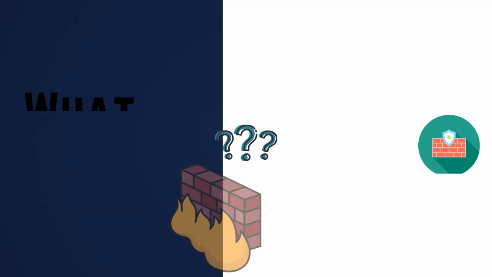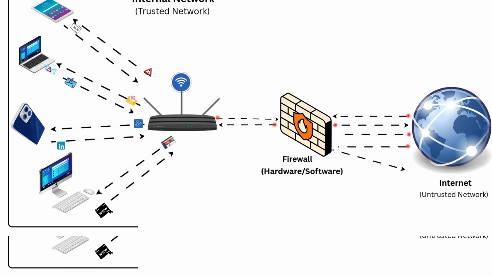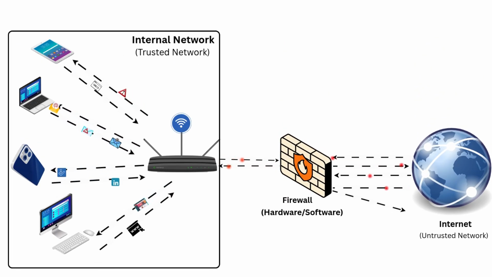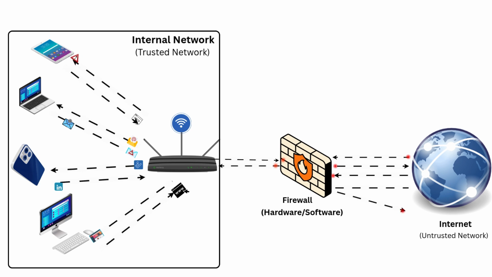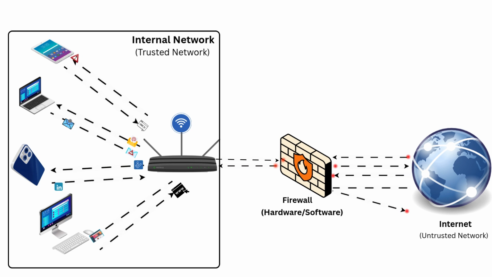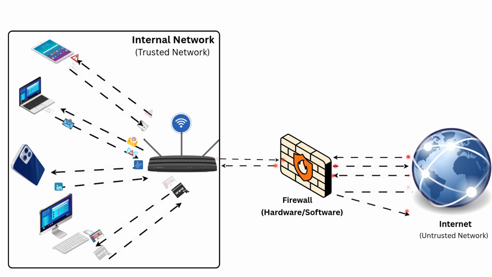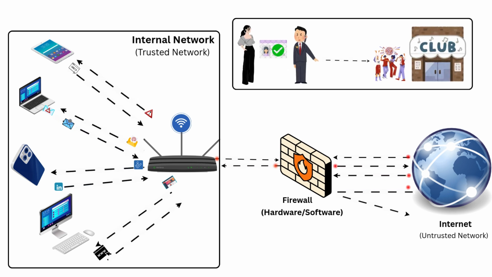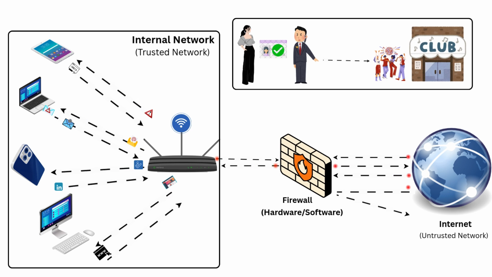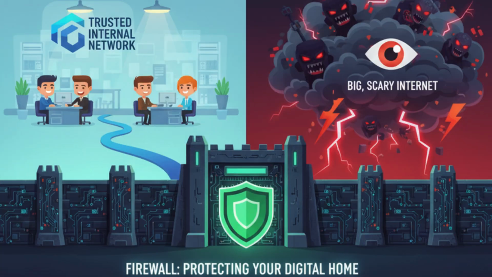What is a firewall? Simply put, a firewall is a network security device. It can be a piece of hardware or software designed to be the ultimate gatekeeper of your network. Its job is to monitor, filter, and control all incoming and outgoing network traffic based on a set of predetermined security rules. Think of it as a bouncer at a club, checking IDs and making sure only authorized guests get in. The primary purpose is to establish a barrier between a trusted internal network, like your office or home network, and untrusted external networks, like the big, scary internet.